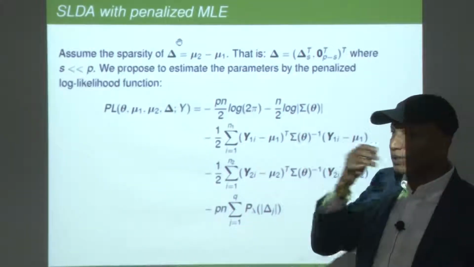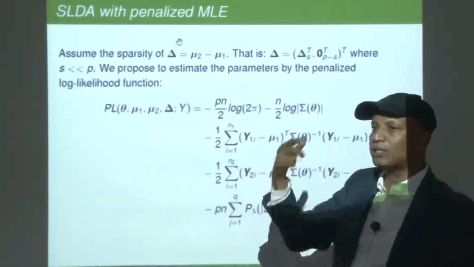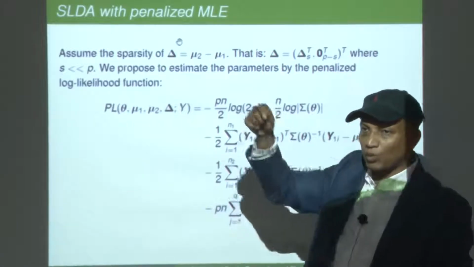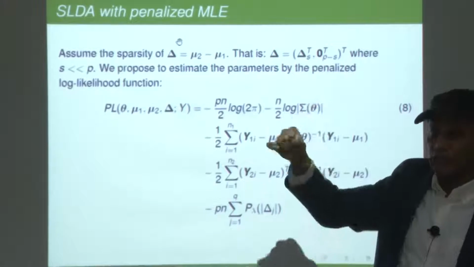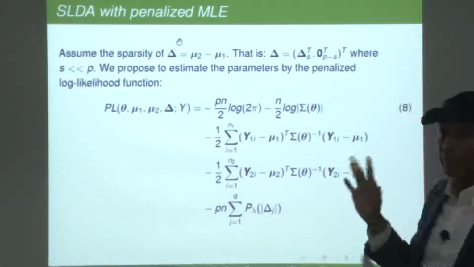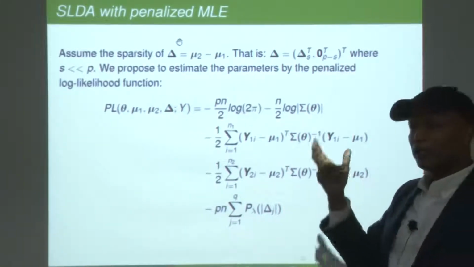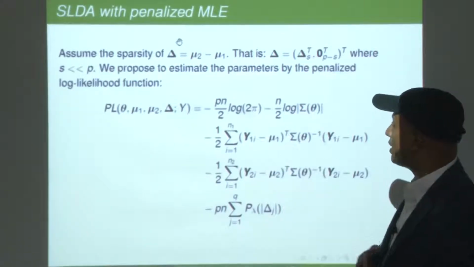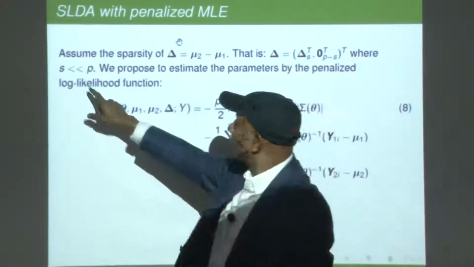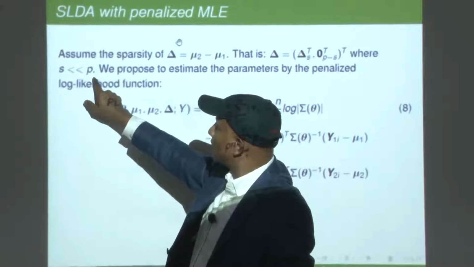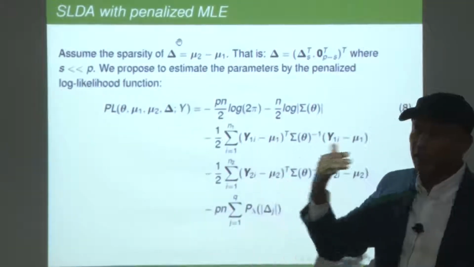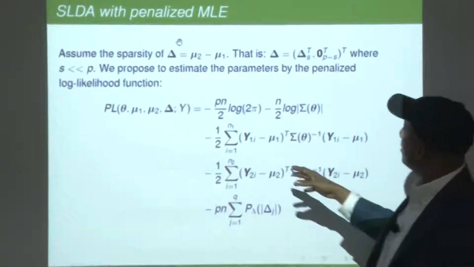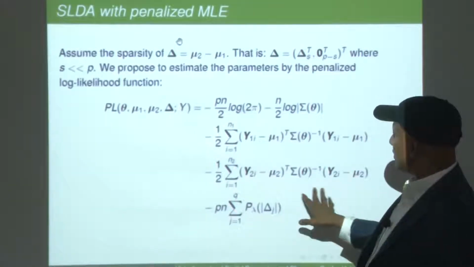That should be good enough, because in a discriminant function I have to estimate the difference, not the individual means. But typical LDA estimates each individual mean value. Here I am not trying to estimate the individual mean value. We are reducing the parameters by at least half. And the assumption is that S is less than P. Not only that, S is actually less than the sample size, the number of patients I have data for. Then you can write down all these things in this way.